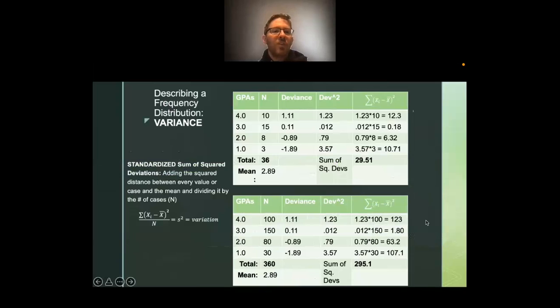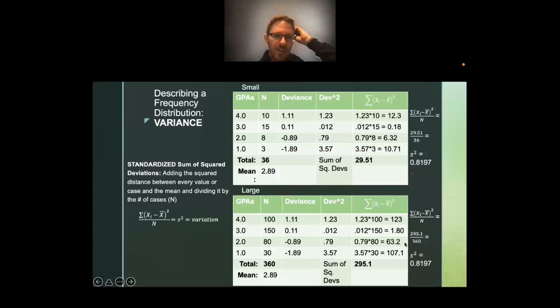So one solution to the sum of squared deviance is called variance, which is standardizing the sum of squared deviations. To do this, you divide your sum of squared deviations by the total number of cases. Here, remember, our sum of squared deviance was 29.51, and we're going to divide it by 36. And that gives us 0.8197. That's our variance.